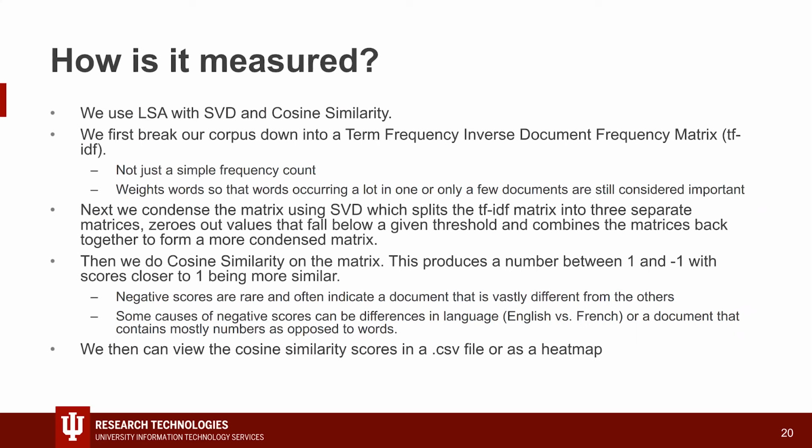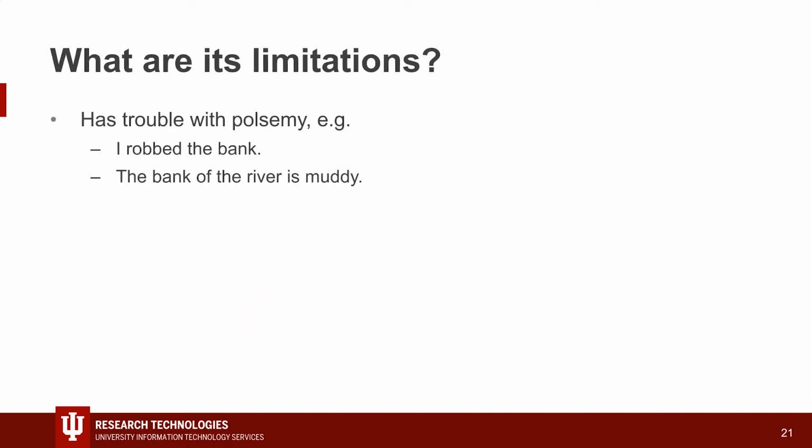This is a little bit more about how it's measured, which I think I did say some of. It does have trouble with polysemy. Polysemy. "I robbed the bank." "The bank of the river is muddy." It literally is the same word, and now it's a question of whether to collapse these or not. That is one of its limitations.